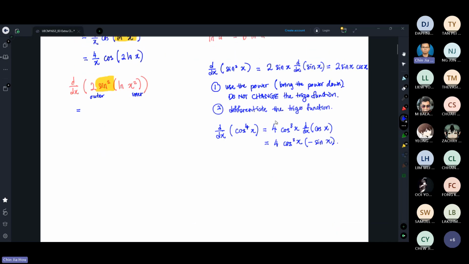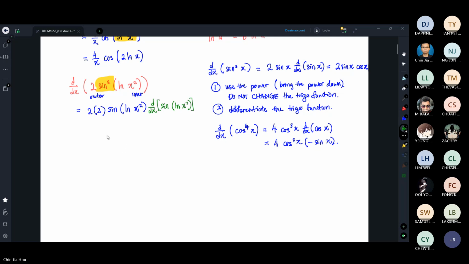So understanding this, let us go back to this question. We have to take the power down, which is 2. So we take the power down, take 2 up, and then multiply with the 2. Reduce the power of sine by 1. Still the ln x squared remains. And then we need to differentiate. Maybe I use another color so as to not confuse you. We need to differentiate the sine. Okay, ln x squared.